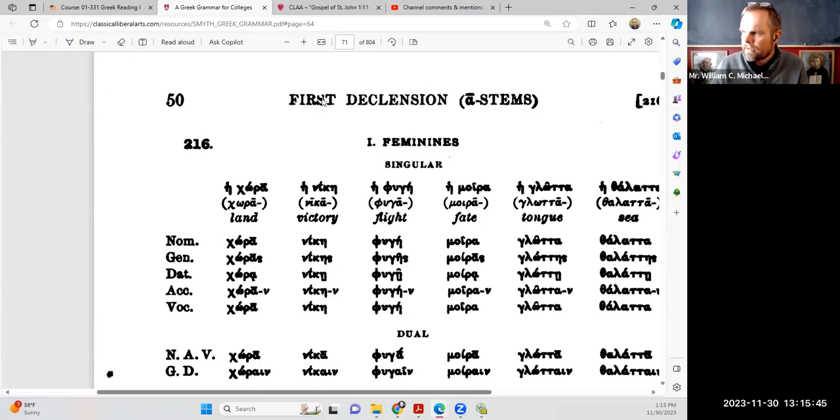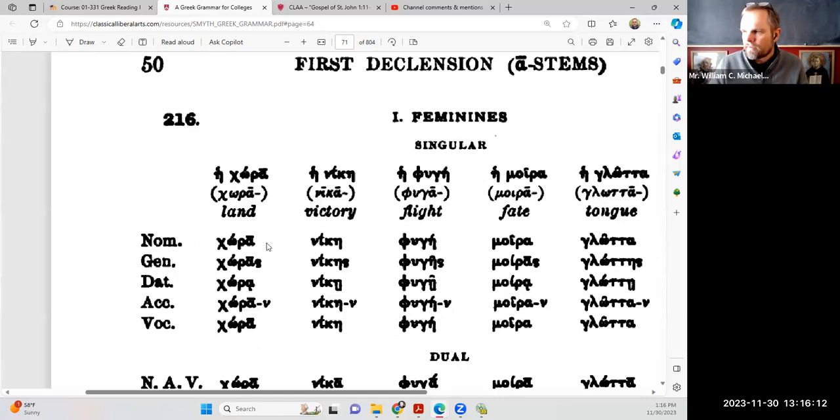At the top of the page here, ignore all this Greek jibber jabber. Just look up top. You see that it's labeled first declension, the first family of Greek nouns. Then in parentheses, you see it says alpha stems, the Greek letter alpha. What that means is if we look at the stem of each of these nouns, it ends in alpha.